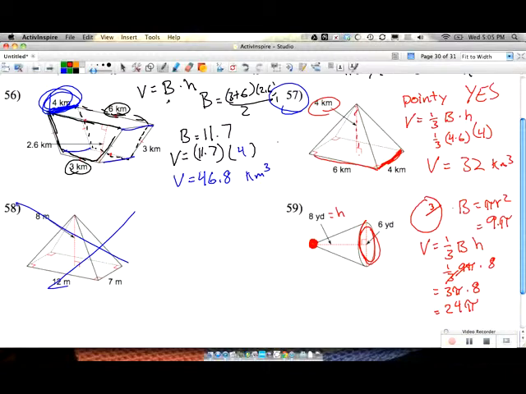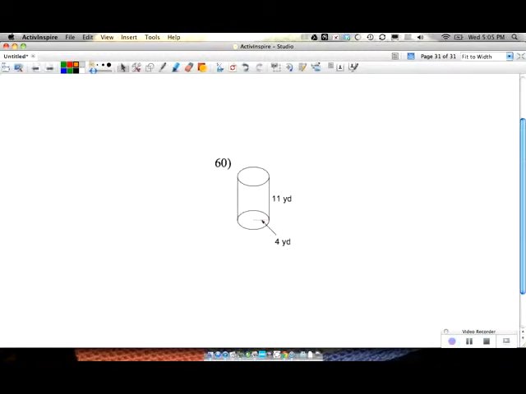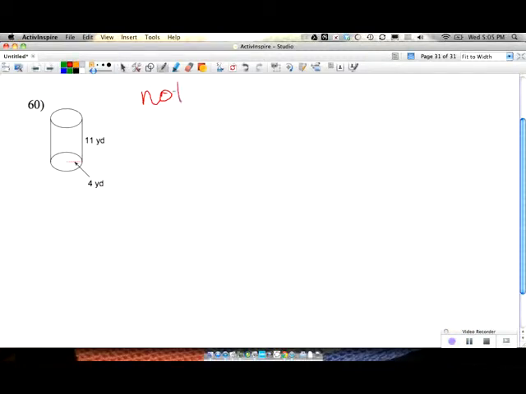Number 60. Okay, answer the first question. Pointy or not pointy? Not pointy. So that means it's more like a prism type shape. In this case, it's more specifically called a cylinder. But I would actually like to call it a circular prism. I think that would be interesting. Okay, so it's not pointy. That means the volume is just equal to the area of the base times the height.